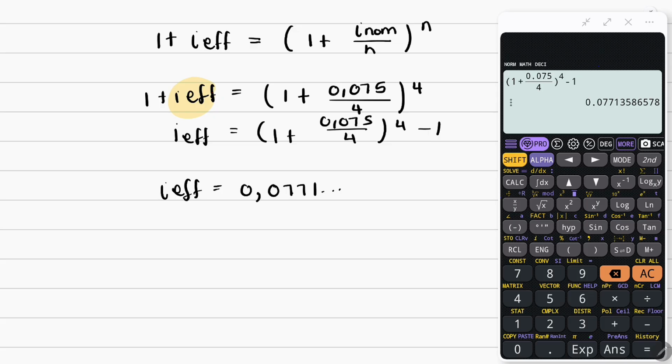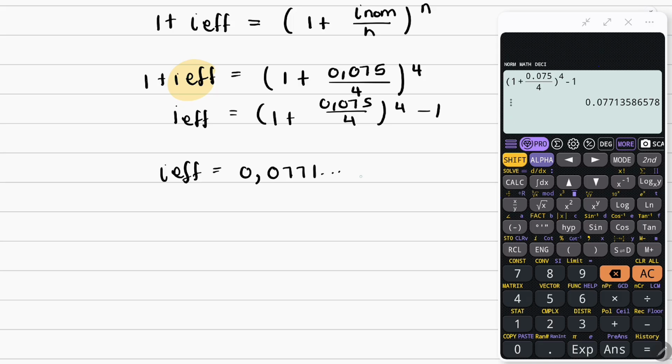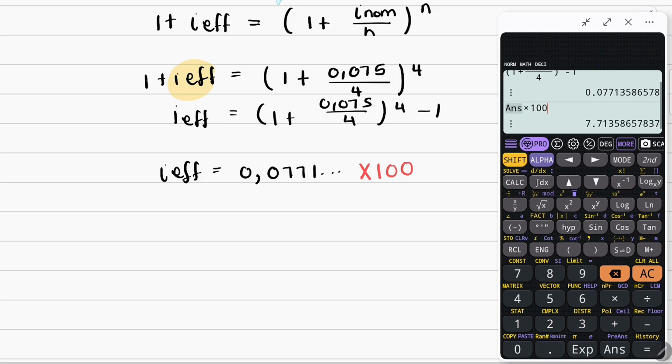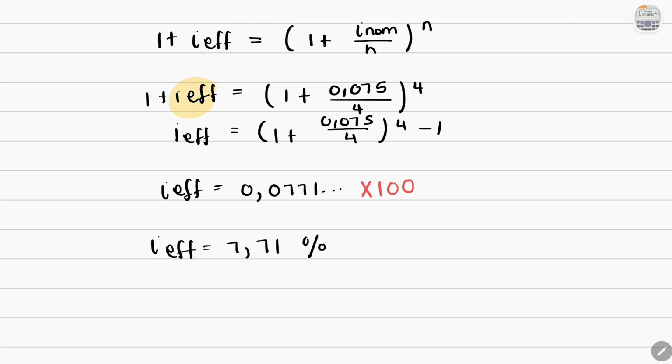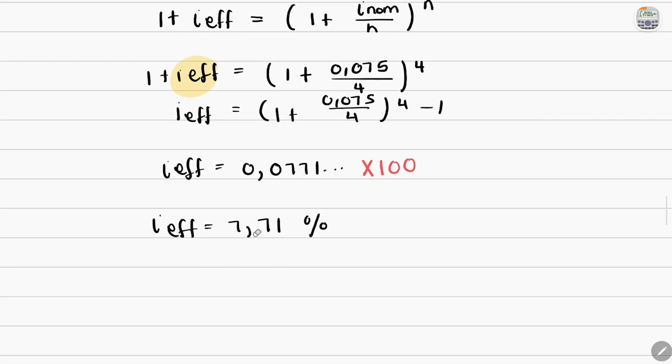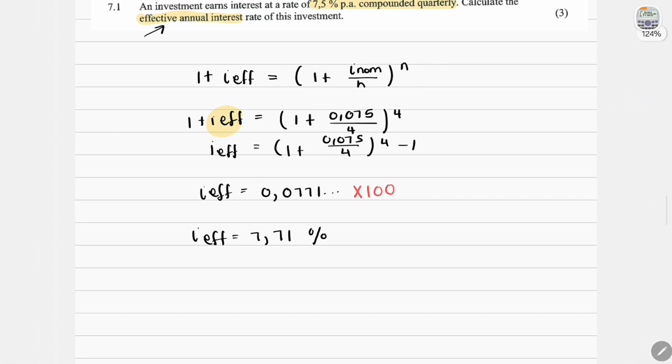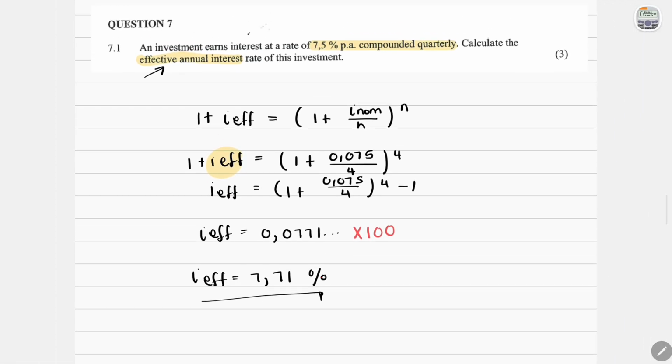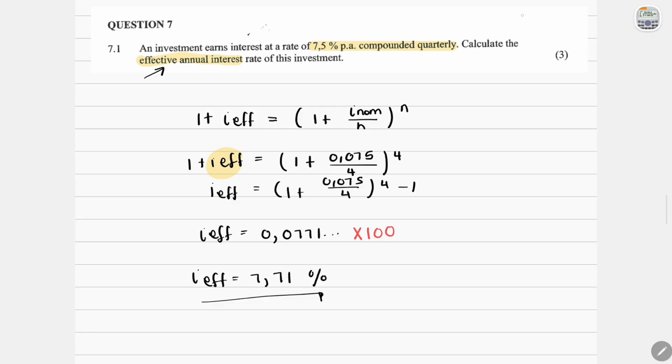0.0771. Okay, and then it needs to be written as a rate, so multiply it by 100. If we take that and multiply that answer by 100, we get the effective interest rate is 7.71%. Okay, and you see that we had 7.5%, but now it's 7.71%, which is higher. And that is our answer. Moving on to the next question.